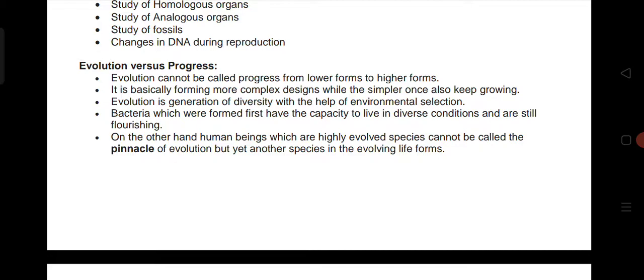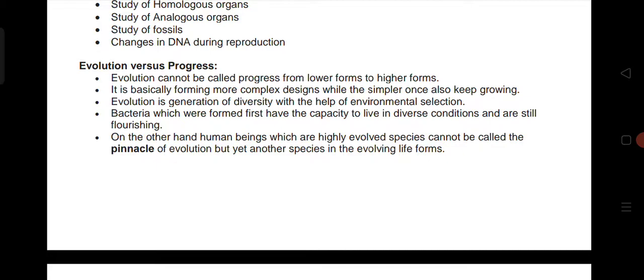Bacteria which were formed first have the capacity to live in diverse conditions and are still flourishing. So we can see over here the example of bacteria, that some bacteria have the capacity to live in diverse conditions, that is, whatever conditions you give them, even in unfavorable conditions they are resistant, right? On the other hand, human beings, which are a highly evolved species, cannot be called the pinnacle of evolution, but yet another species in the evolving life forms.